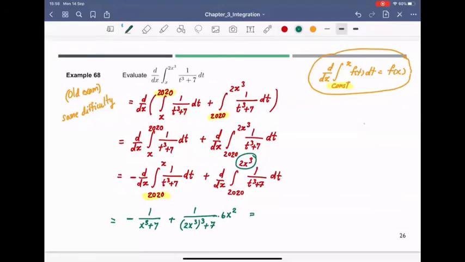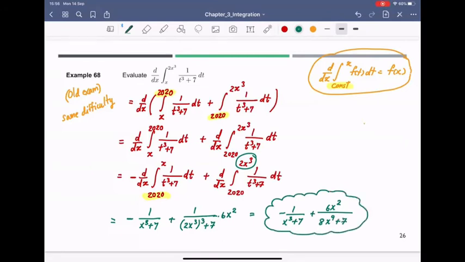If you simplify everything, you're going to get negative 1 over x cubed plus 7, plus 6x squared over 8x to the 9th power plus 7. Well, this is our answer.